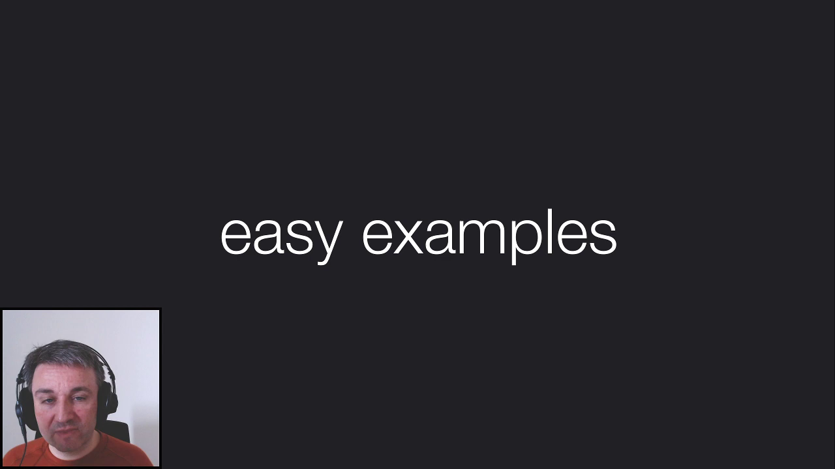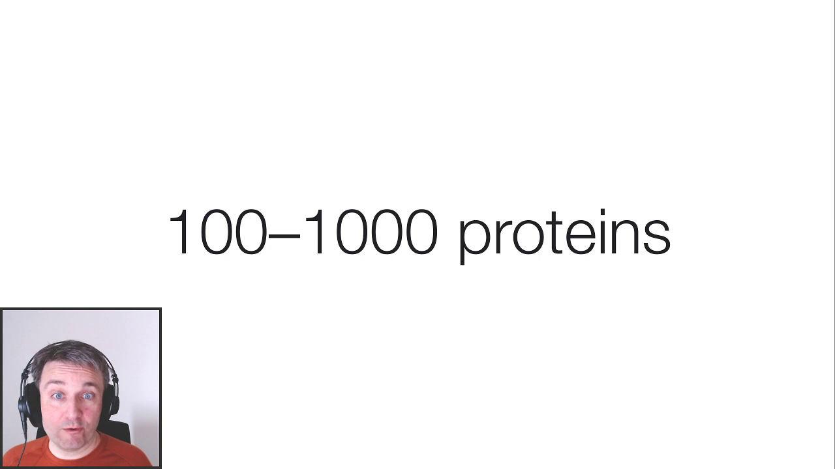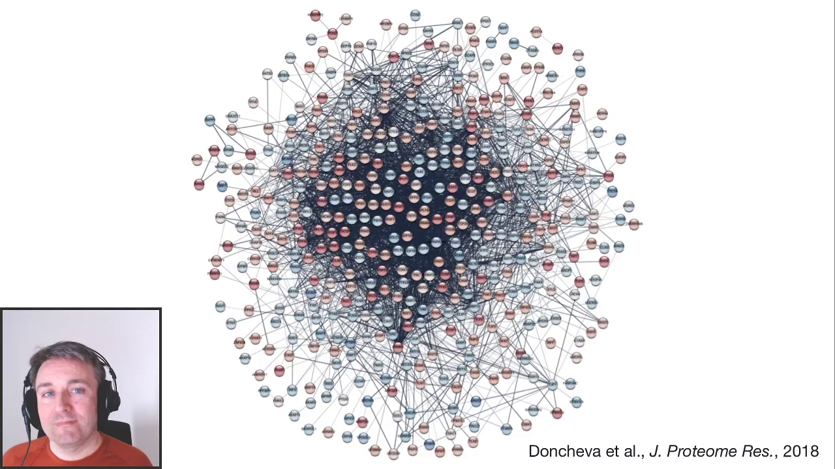Now, the bad news is that what I showed you here were really easy examples. And they were easy because they were small. Typical omics data sets, you don't have a small network like what I just showed you. You have typically hundreds to a thousand, even a few thousand proteins that come out. And for those, you will typically have 1,000 to 10,000 interactions. And when you show that, you end up with something that looks like this.